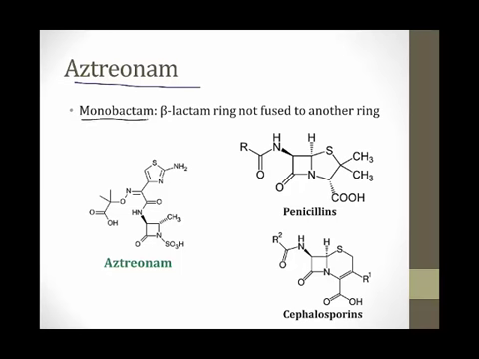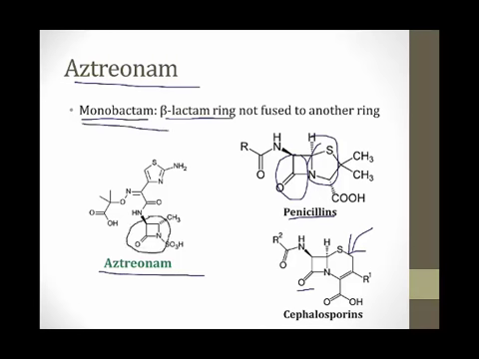Aztreonam is a monobactam. It gets this name because its chemical structure includes a beta-lactam ring not fused to another ring. In penicillins, the beta-lactam ring is fused to a thiazolidine ring. In cephalosporins, the beta-lactam ring is also fused to another ring. The same is true of carbapenems. In aztreonam, however, the beta-lactam ring sits all by itself, not fused to another ring. Therefore, it's called a monobactam.